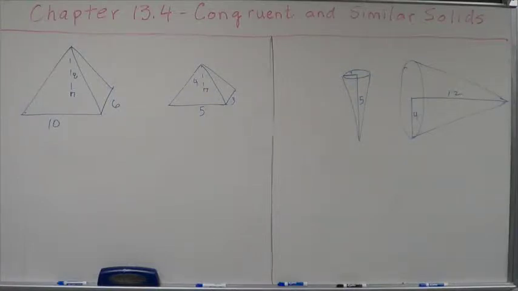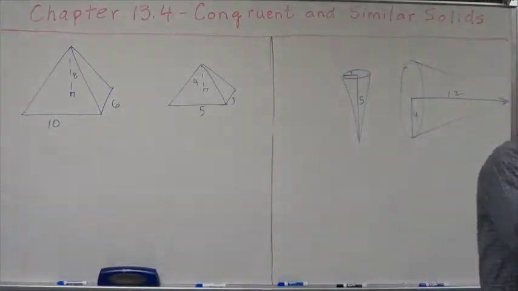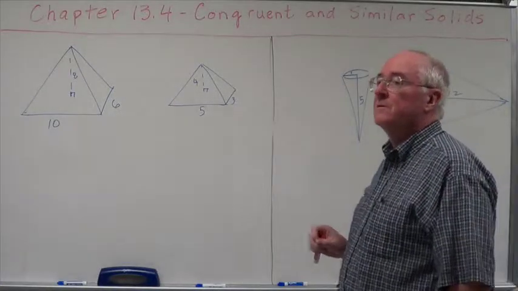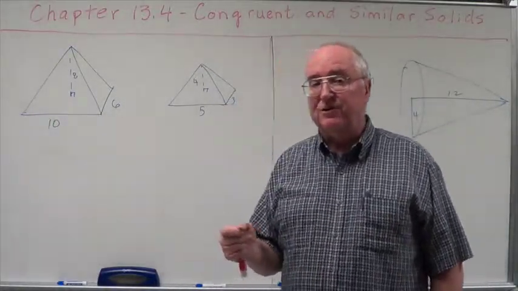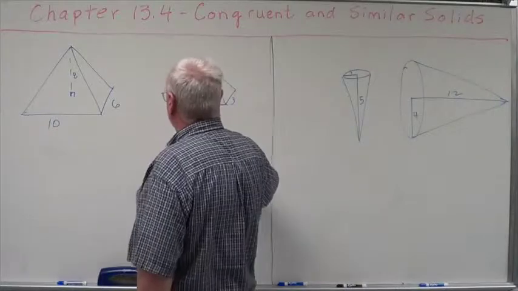Okay, now what we want to do is determine if these solids are similar to each other. Now, one thing we can be assured of: if their measurements are proportional, then their angles are also equal. So let's look at proportionals.